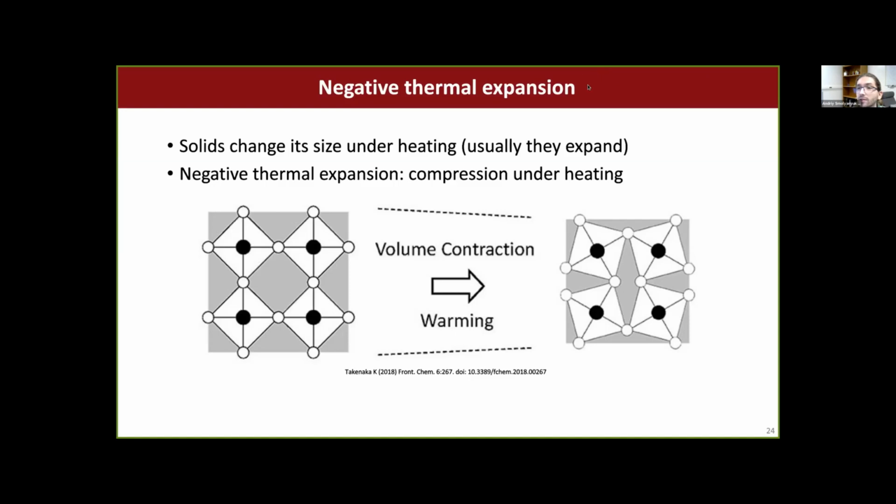For example, if this atom moves up, then this will try to move right. This one will go down, this one will go left, because the octahedron wants to conserve its shape. And it will correspond to rotation of octahedra, as you can see on the right figure. And when you rotate them, you actually kind of compress your structure. As you can see, the volume of a cell gets smaller and smaller.